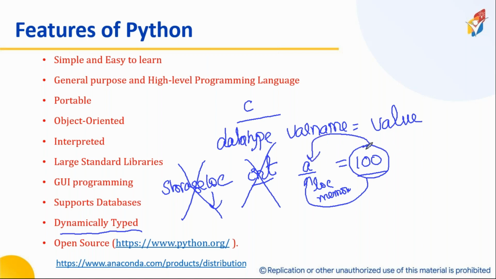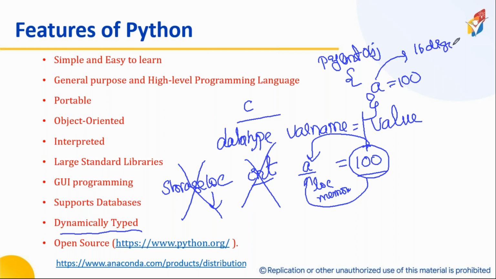Now, what will happen if you store it here? Internally it creates an object called int object in the memory, and within open and closing brackets, it is going to store a equal to 100. Now, for every variable, it is going to create a 16-digit unique ID. Clear?